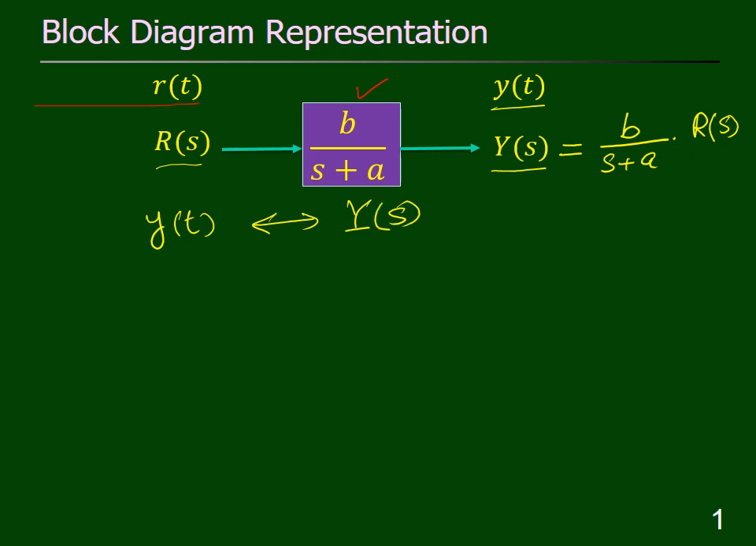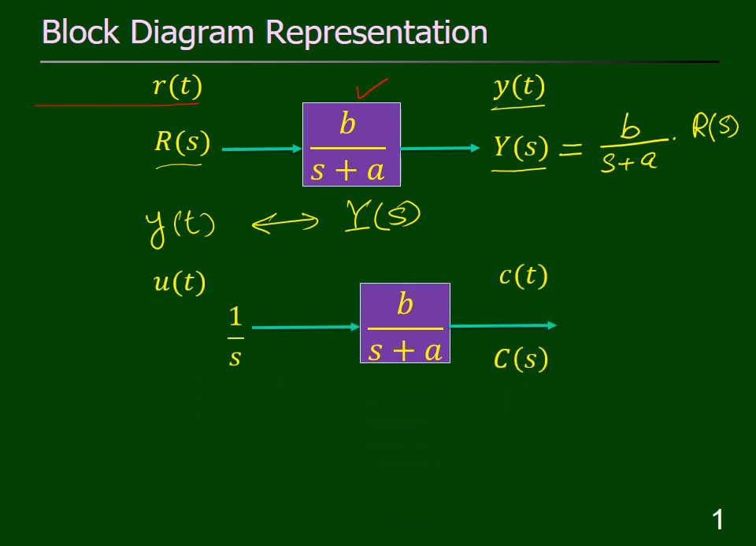Consider here that we have the first order system transfer function and the input to the system is a unit step function. A unit step function means that it is a constant input to the system. This is the time axis and here is the signal u of t, and the signal remains constant with time. Suppose it is 1, then it is the unit step function. So the Laplace transform of this signal is 1 over s.